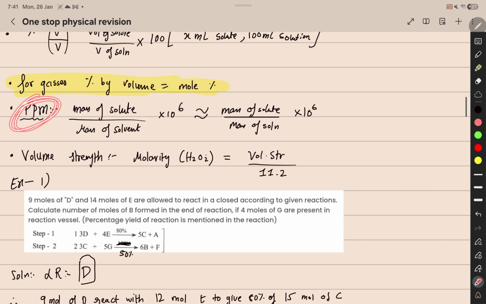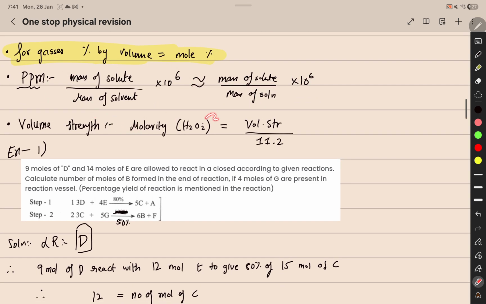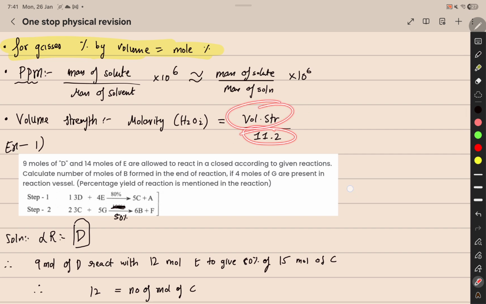I'm skipping molality because I'm pretty sure everybody knows that. Mass of solute divided by mass of solvent into 10 power 6, or mass of solute divided by mass of solution into 10 power 6, is your parts per million. Volume strength is related to molarity: molarity times 11.2 is equal to volume strength.